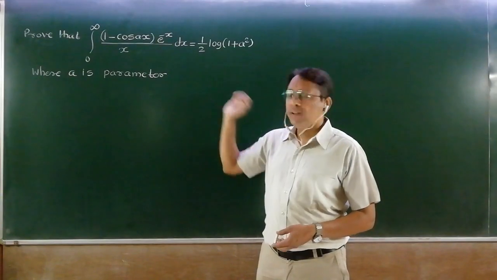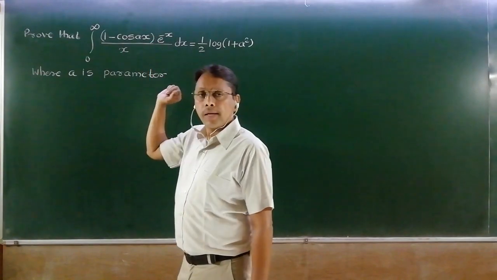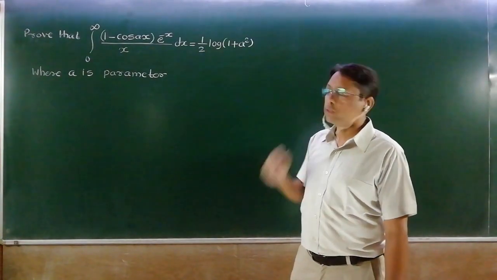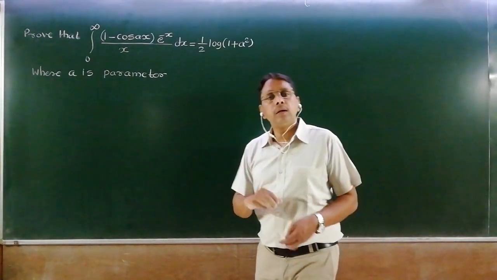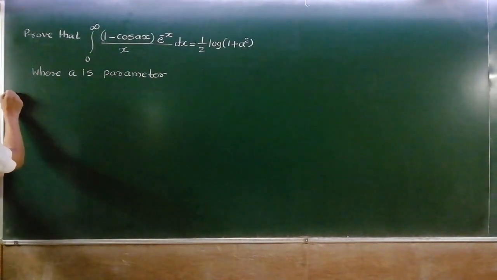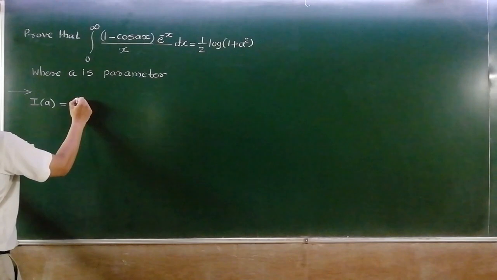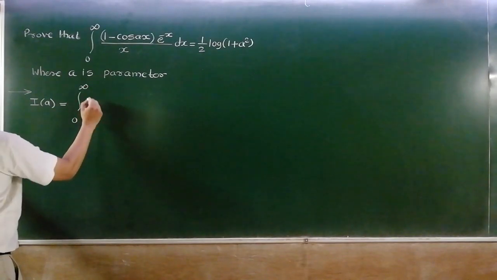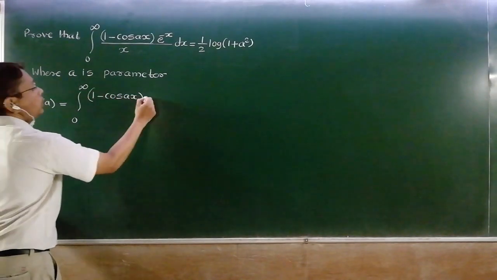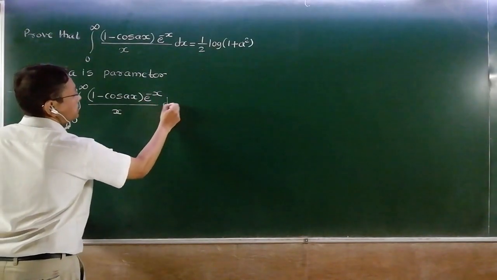Prove that the integral from 0 to infinity of (1 minus cos ax) times e raised to minus x divided by x dx is 1/2 log(1 plus a square), where a is a parameter. This numerical comes under DUIS. So let's start the solution. We have the integral I, because a is a parameter, equal to the integral from 0 to infinity of (1 minus cos ax) e raised to minus x divided by x dx.